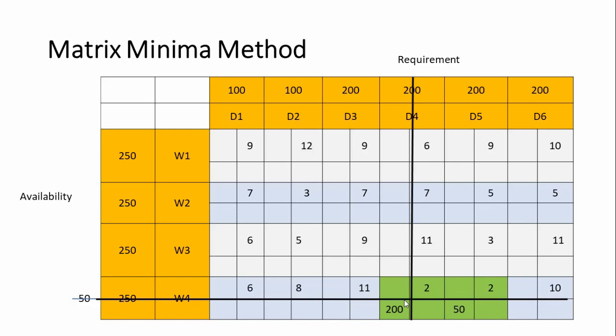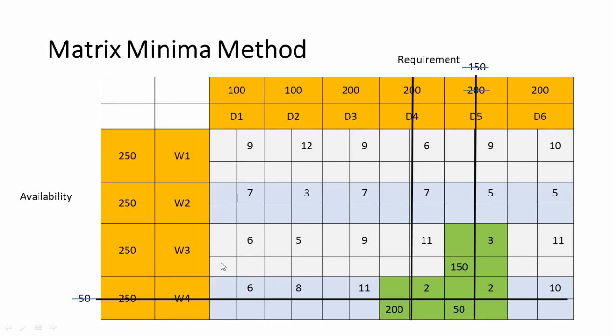For that cell, that is from W4 to D5, we identify what are the requirements and what are the availabilities. At W4, we have an availability of 50 units. So we can transport 50 units from W4 to D5, and we write 50 units here. Once we write the 50 units here, the entire availability at W4 is exhausted. Therefore, we cancel the W4 row. And the requirement of 200 at D5, with 50 being satisfied, becomes 150.